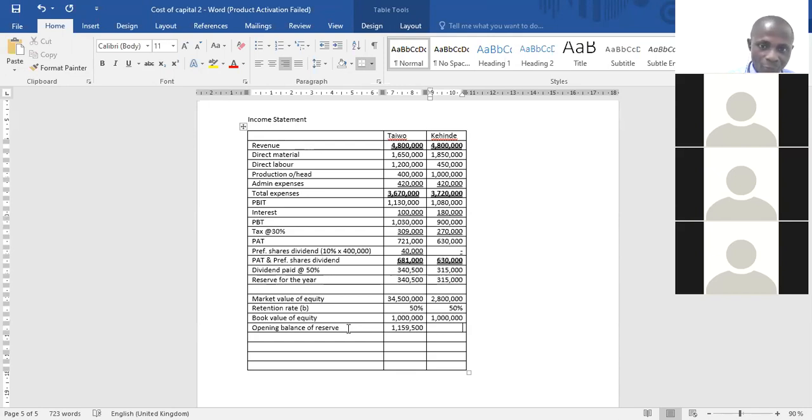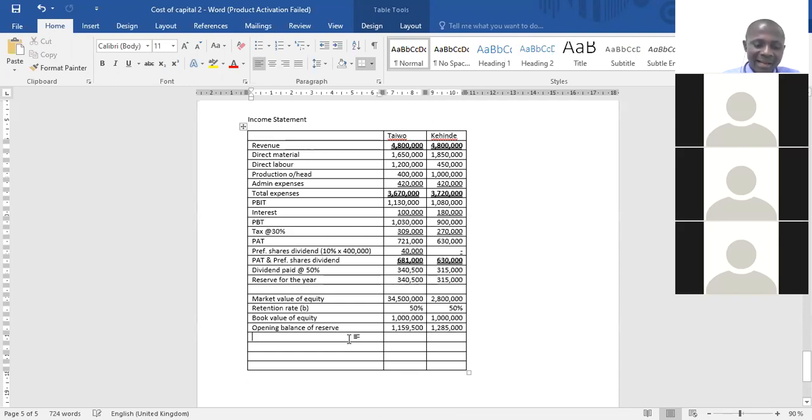So what about for the other company? It is 1,600,000 minus what we retained there, 315,000. So that's 1,285,000. 1,285,000 is my opening retained earnings.